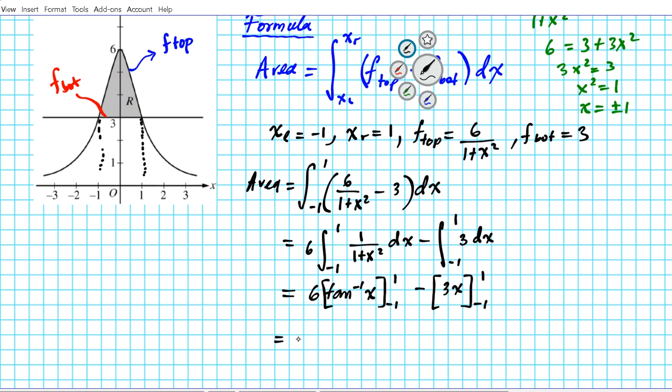So we're going to have 6 times inverse tan of 1 minus inverse tan of -1, minus 3 times 1 minus 3 times -1.